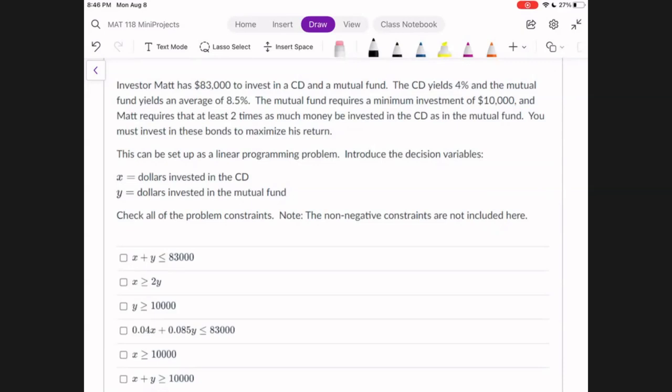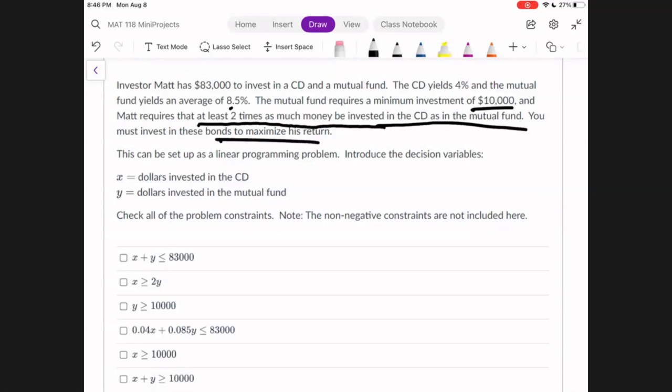The mutual fund requires a minimum investment of $10,000, so I have to invest at least $10,000 in the mutual fund, and I require that I have at least 2 times as much money in the CD as the mutual fund. So I want more money in my CD, right? Because it actually does what? Gives me more back, or it actually gives me less back. Interesting. And you must invest these bonds to maximize your returns.